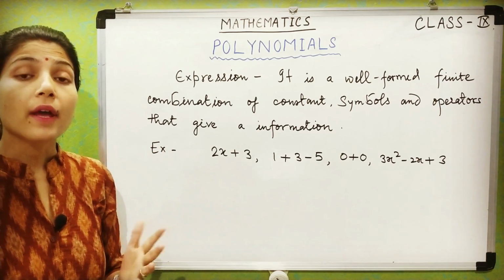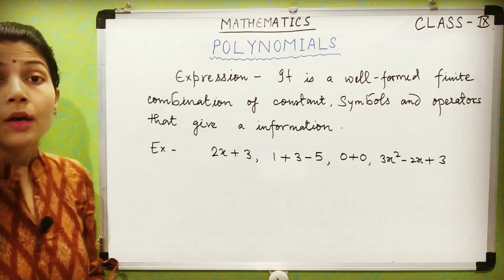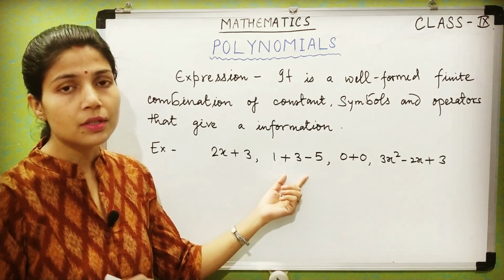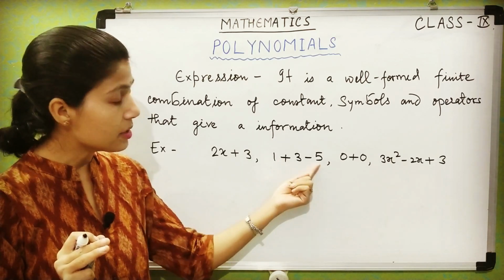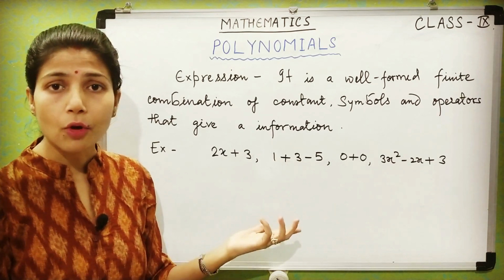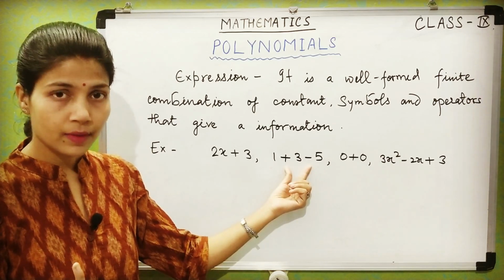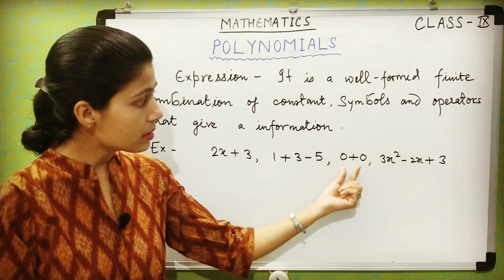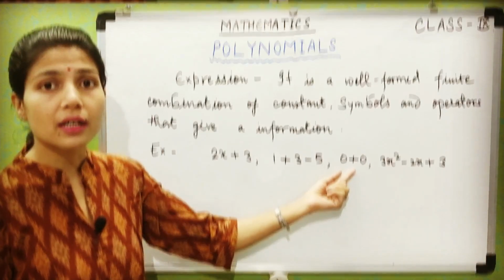There are many forms of expression, like mathematical expression. Mathematical means in that expression only numbers will be considered, that is, it is formed of only numeral values. Like this example, 1 plus 3 minus 5. All three terms are what? Constants, means numbers. So this will be a mathematical expression. Like this also, 0 plus 0. 0 is a number. So this expression is made up of numbers. That is why we will call it a mathematical expression.